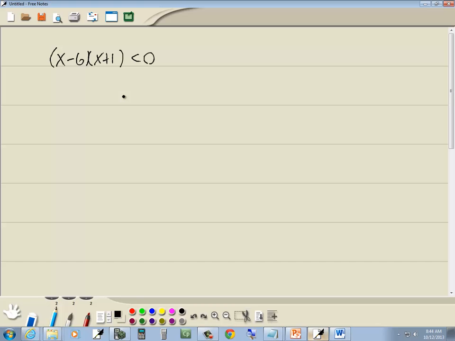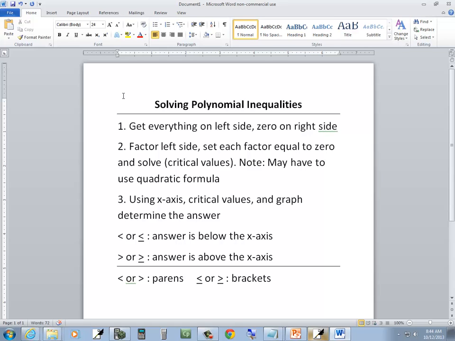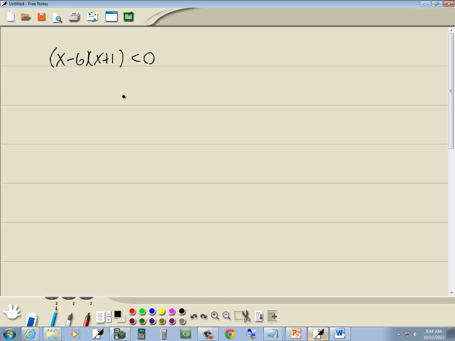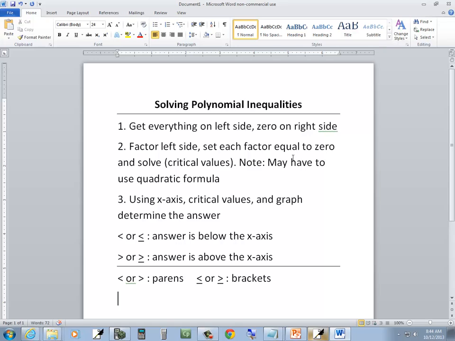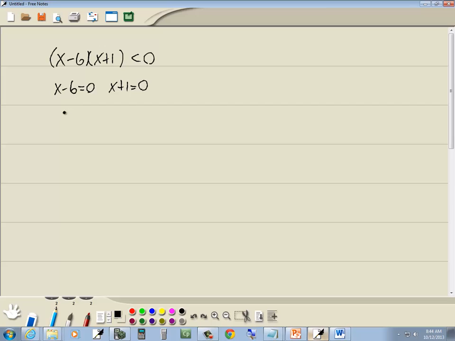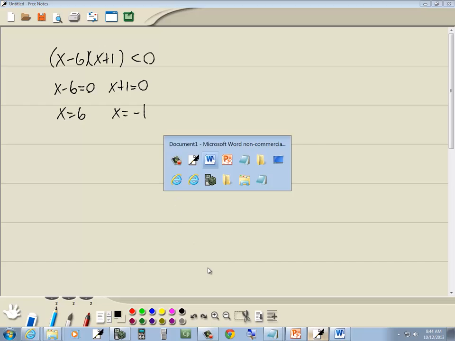Well, that's done. Step 2 is to factor the left side, set each factor equal to 0. Well, this is already factored, so we just need to set each factor equal to 0. So we'll set x minus 6 equal to 0, and x plus 1 is equal to 0. And then it says, and solve. And these will give us our critical values. So I'll take negative 6 over, it becomes a positive 6. Take the 1 over, and it becomes a negative 1.